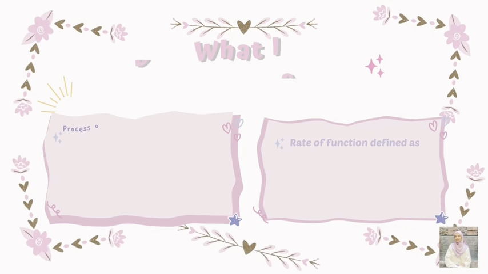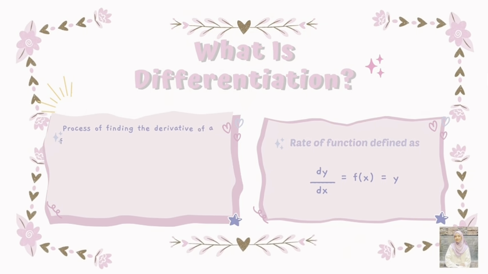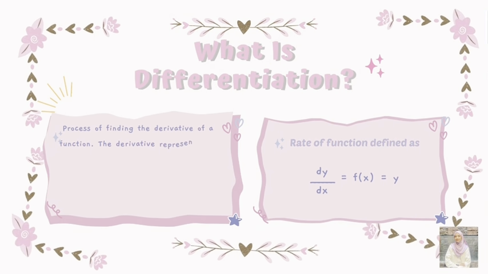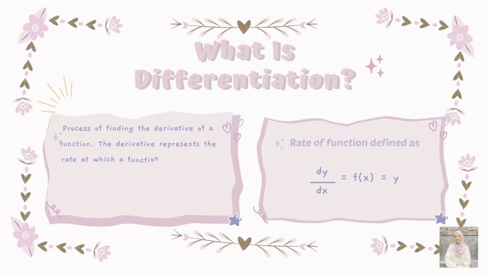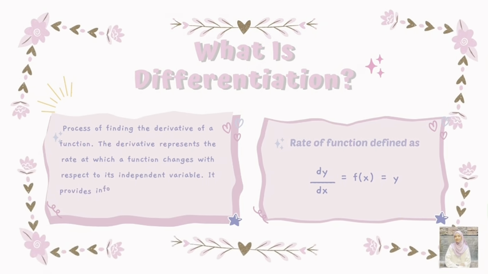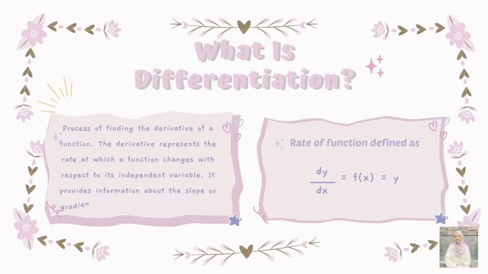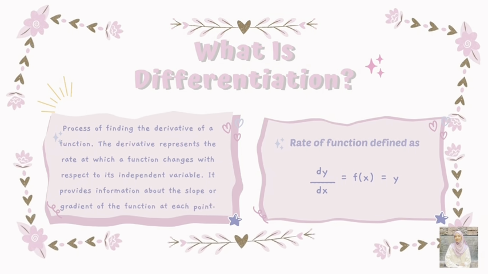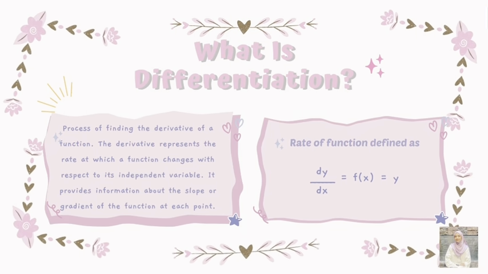So, what is differentiation? Differentiation is the process of finding the derivative of a function. The derivative represents the rate at which a function changes with respect to its independent variable. It provides information about the slope or gradient of the function at each point.